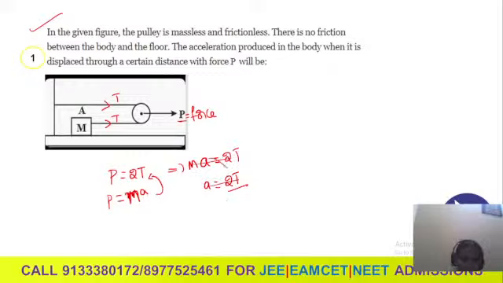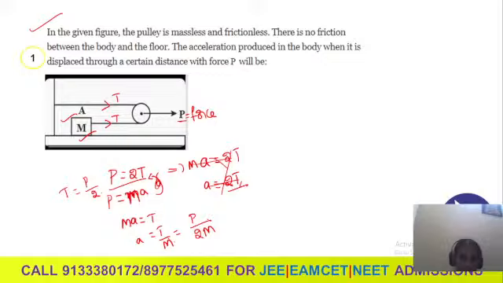We are talking about the block here. At this situation, for the block, MA is equal to the only force acting on the block, which is tension. So the resultant force on the block is tension. So MA is equal to T. And now we can write A is equal to T by M. But T is equal to P by 2. From here we can see T is equal to P by 2. So the acceleration of the block is P by 2m. They're asking only the acceleration produced in the body.